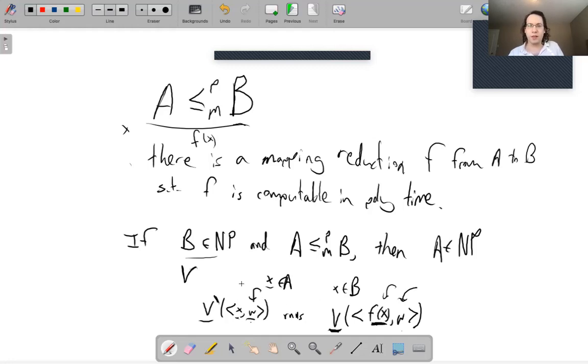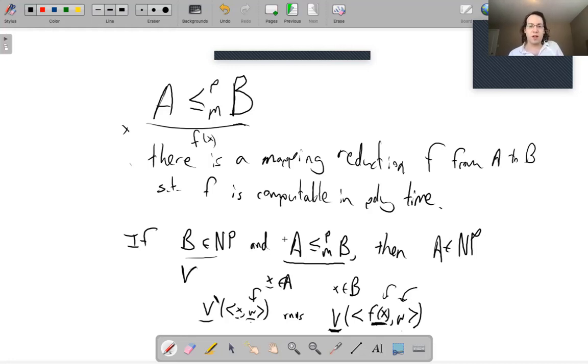And you can verify from here that all the other conditions hold. So for example, if X is not in A, there will not be any witness that causes V prime to accept. Okay, so this is a valid polynomial time verifier for A, given a valid verifier for B. So this less than or equal to plays nicely with NP, such that if B is in NP, then A is also in NP. And same thing, if B is in P, then A is in P. If B is in PSPACE, A is in PSPACE. If B is in EXP, A is in EXP. If B is in NEXP, A is in NEXP, and so on.